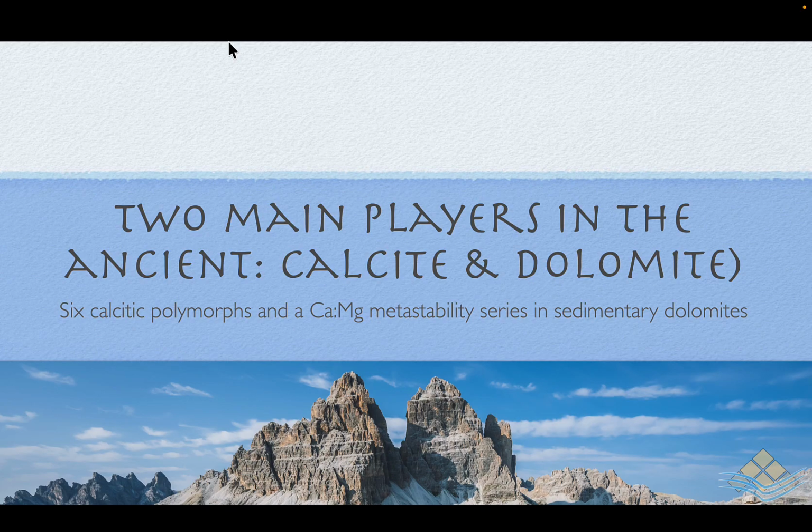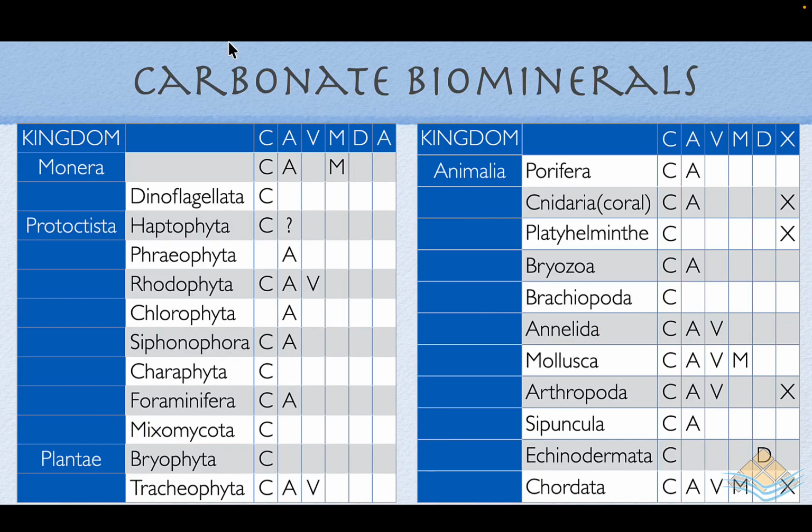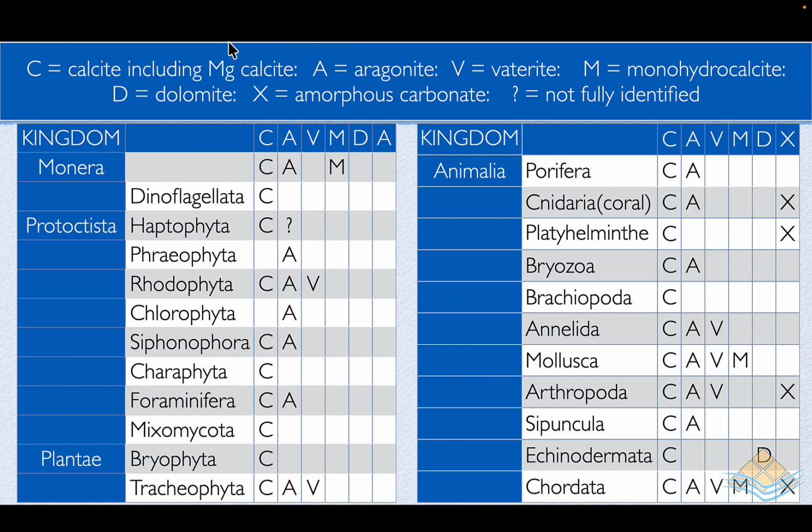Coming back to those 6 calcitic polymorphs, if we look at biomineralisation and the carbonate minerals associated with biomineralisation across the world's biota, ranging from the bacteria, the Monera, dinoflagellates, they're dominated by calcitic, or in the case of the bacteria, depending on the metabolic chemistry in the areas in which they're forming, we can also see quite high levels of aragonite, and occasionally we see monohydrocalcite.